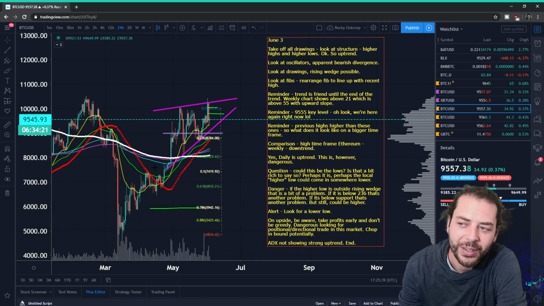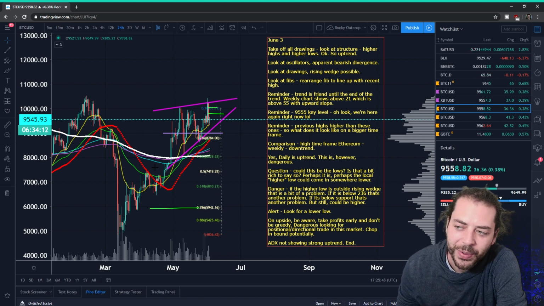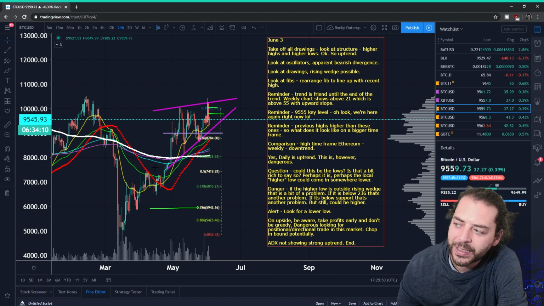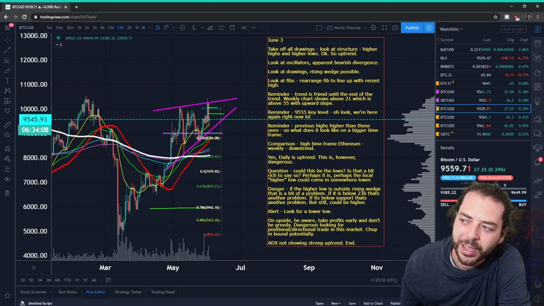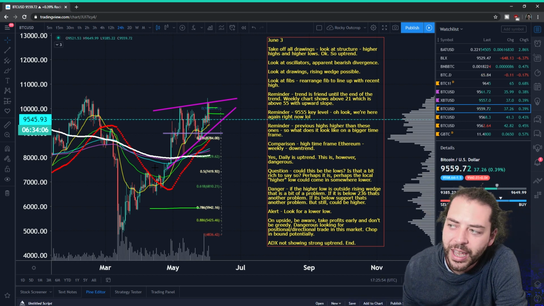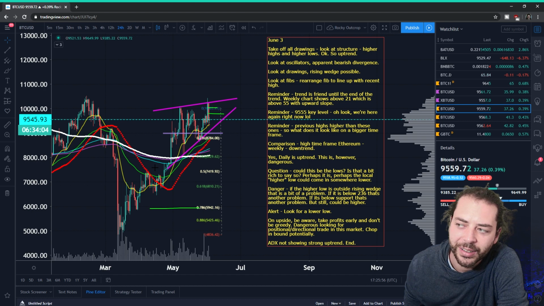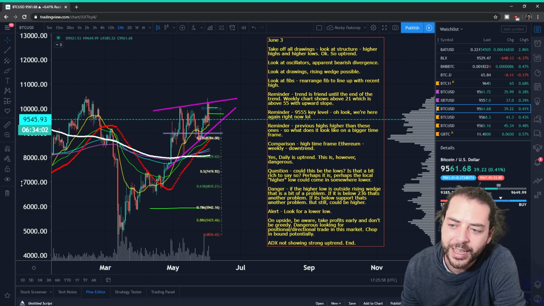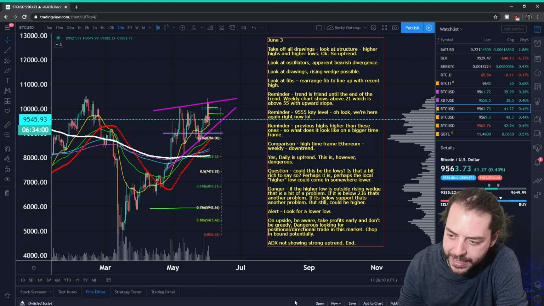Let's take a look at the notes that I've got up behind me for today's show. As you can see, I've decreased the font size slightly so I can fit even more on there. We can work through that together, but let's look at the first part here, which is to take off all the drawings and look at the structure: higher highs, higher lows. Okay, so uptrend. Let's take a look at that now then, shall we?